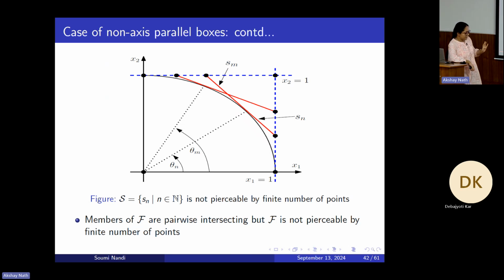So suppose I am given m points, not necessarily on the circle, any finite m points. We can find infinitely many indices for which the tangents are not passing through those points. For those indices of boxes, I keep the index growing, as the boxes remain, it is going to be only that line segment. For sufficiently large n, I can find a box that will be distant from all these points.